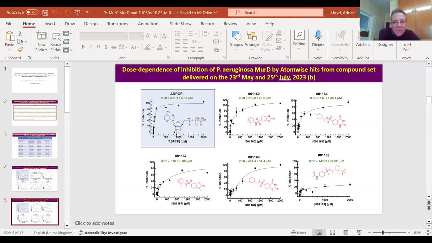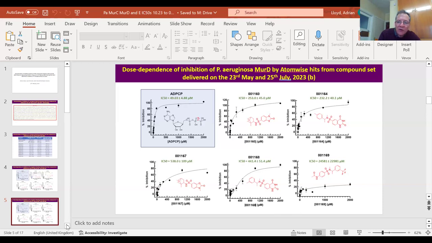With some of the other compounds against MurD, so 00160, 164, 167, the data actually look quite nice. You're getting a fairly straightforward saturation curve that you could imagine being the result of a single interaction. Again, the IC50s are not super low, but if they are fragments, they're not an unreasonable starting point from an enzymatic point of view. 00169 shows an extremely low response, which plateaus very early. And this is something that we see a lot with MurE as well.